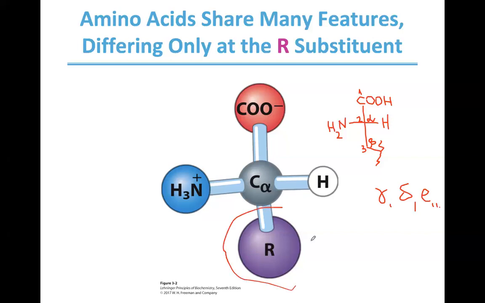That's right. In glycine, R equals H, which leads to the fact that C alpha is not asymmetric.